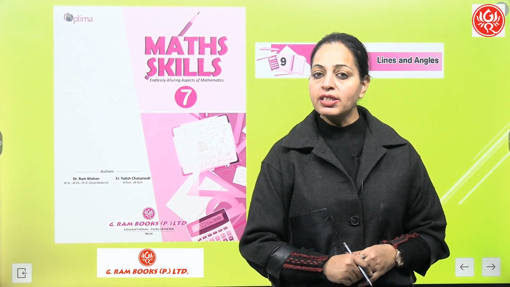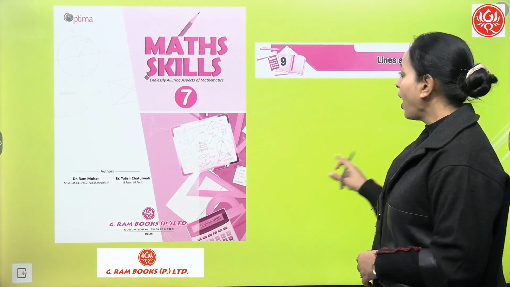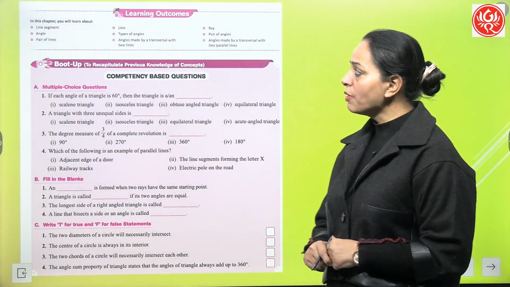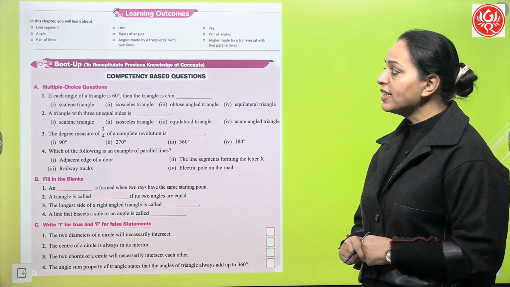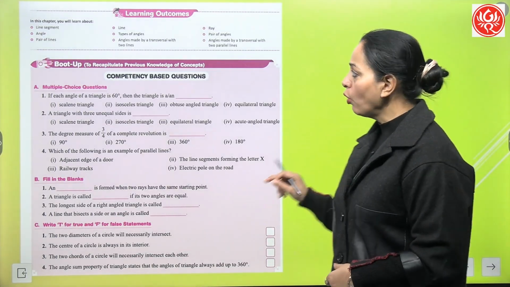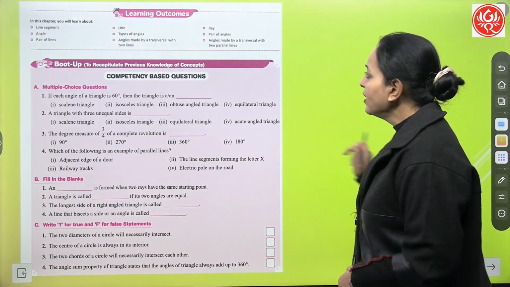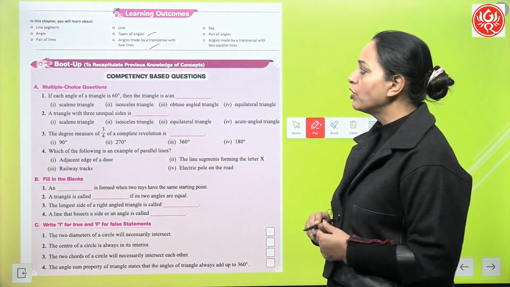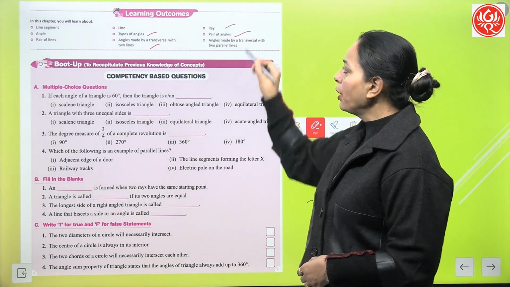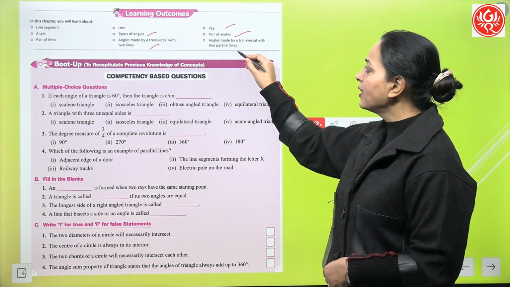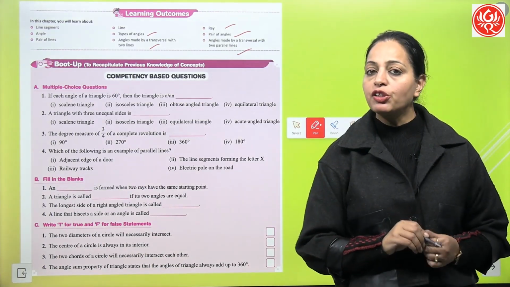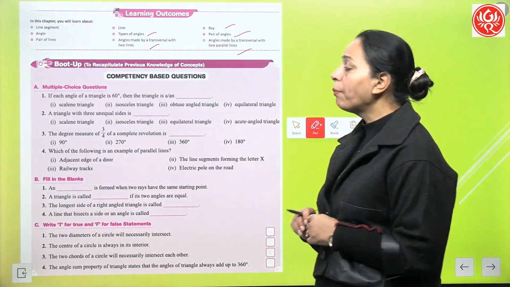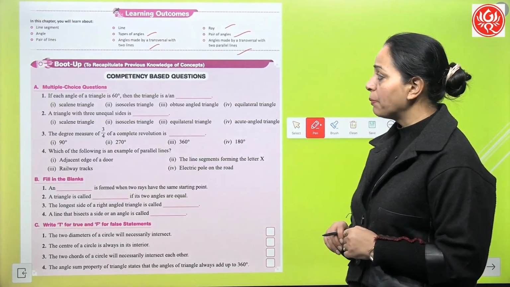Ram Books. So today we are starting Chapter 9, Lines and Angles. See, learning outcomes. In this chapter you will learn about line, segment, angle, pair of lines, types of angles, angles made by a transversal with two lines, ray, pair of angles, and angles made by a transversal with two parallel lines.